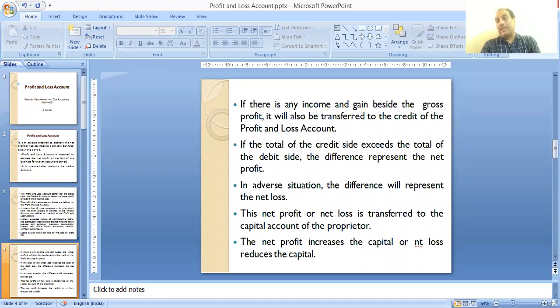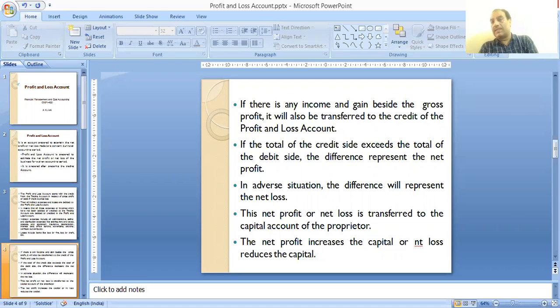If there is any income and gain besides the gross profit, it will also be transferred to the credit of the profit and loss account. So please remember that while preparing the trading account, we do not take any outside expenses other than business. The trading account includes only direct items, the revenue from those goods which are sold. Here it includes outside expenses also, and profit earned from outside business also.